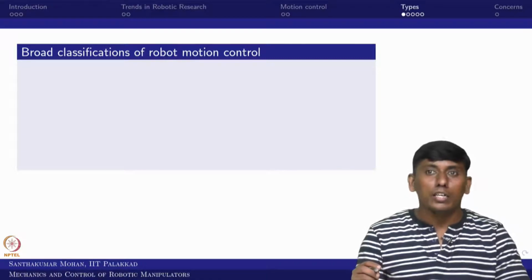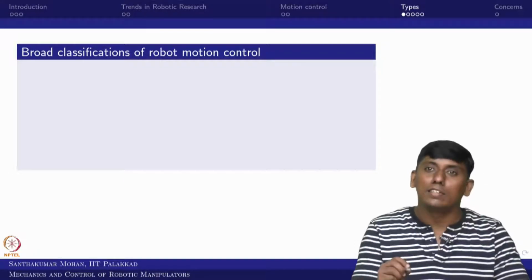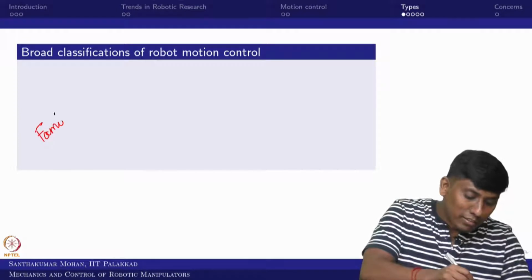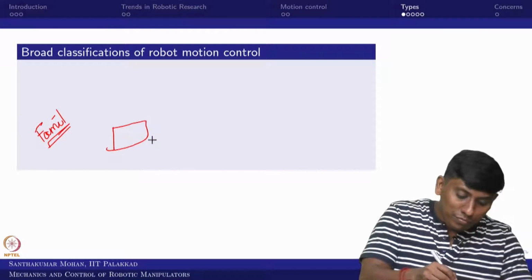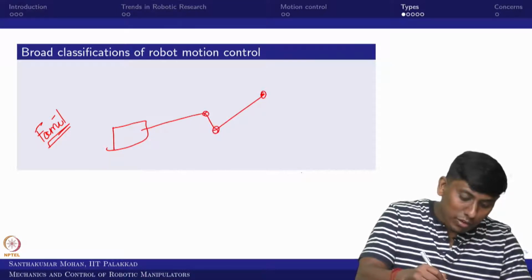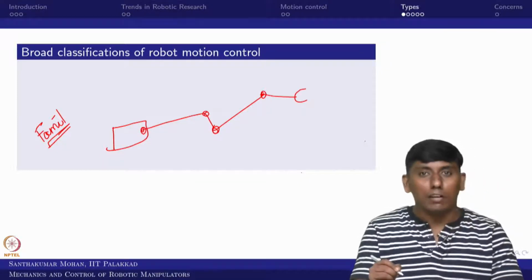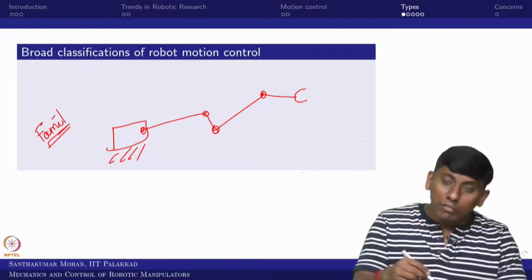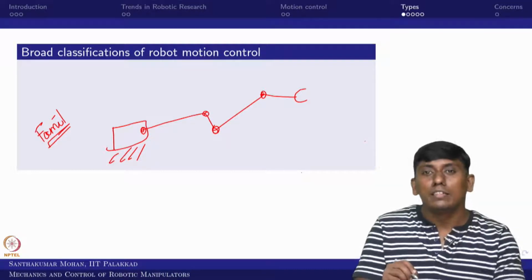So here we are talking about the types. Before talking about the types, I will just give the familiarization part. For example, there is a manipulator, and I am looking at this manipulator. This manipulator is moving freely, in the sense that it is just moving without doing any task. Then you can see that this is a different case.